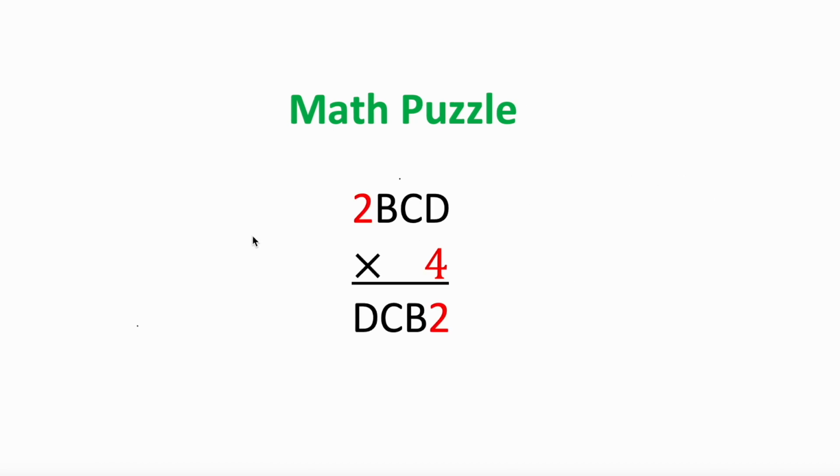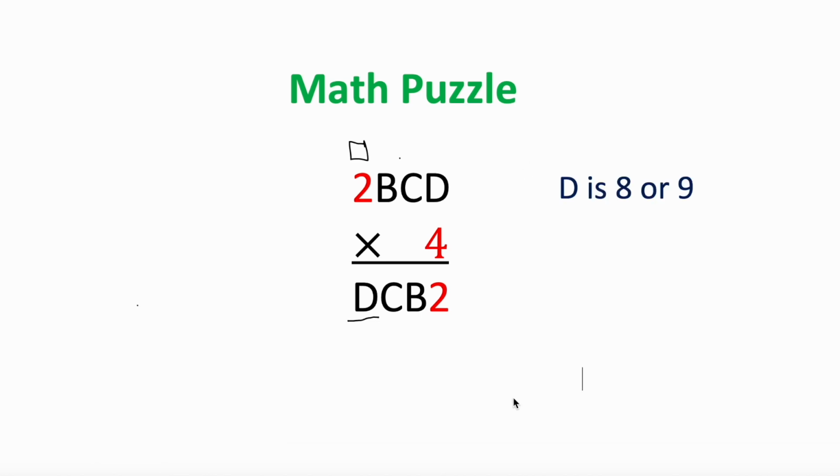Next, let's figure out what D might be. Even if there's a carry, 4 times 2 plus the carry has to be equal to D. 4 times 2 is 8, so D has to be greater than or equal to 8, and it's less than 10 since it's a single digit. So far we get that D is 8 or 9.